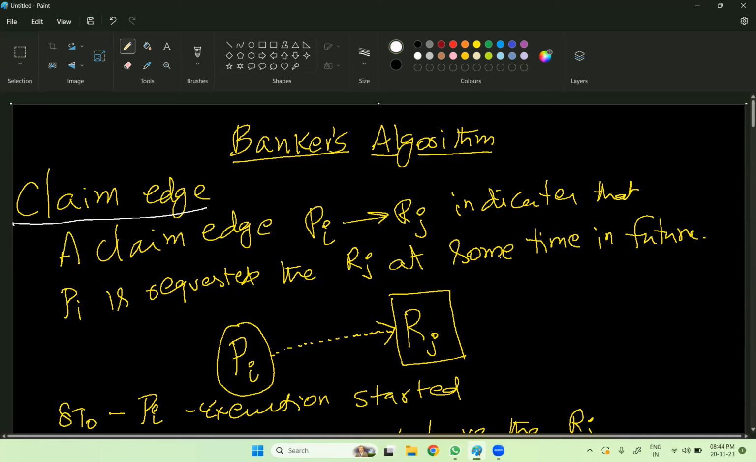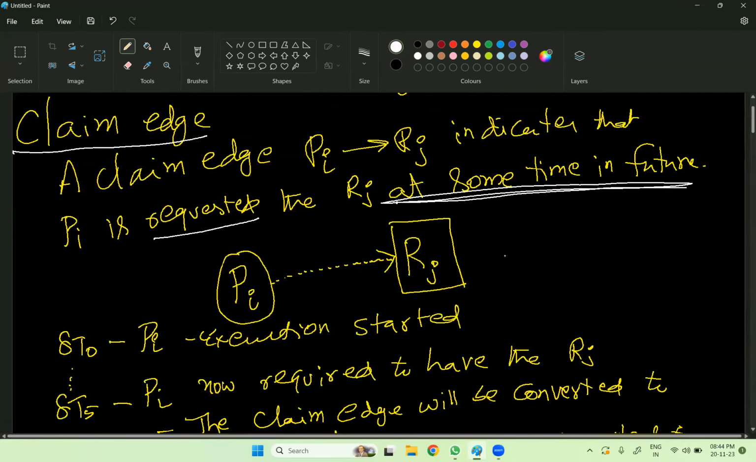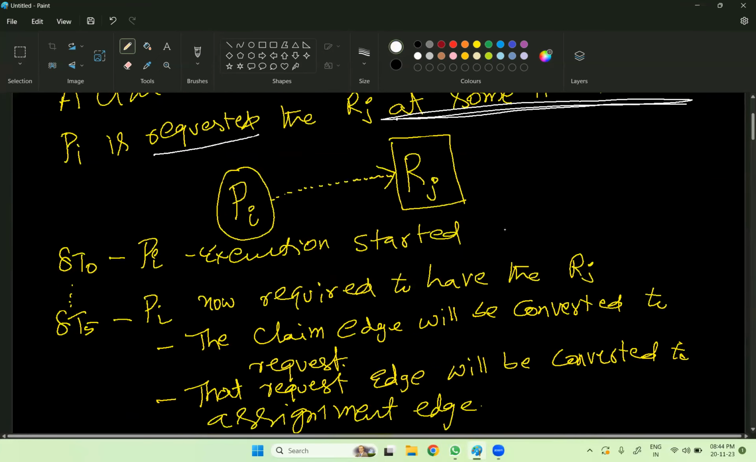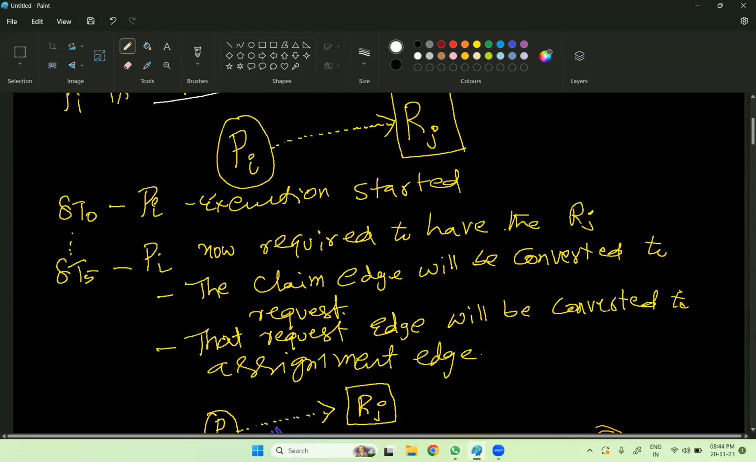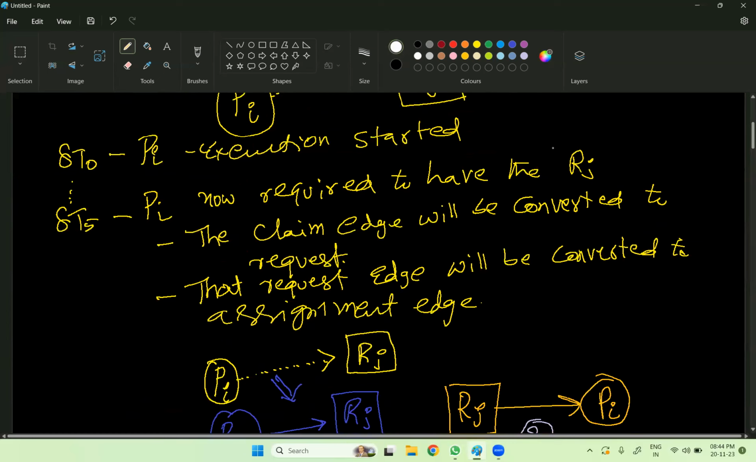Then, followed by, claim edge in the sense, it must request a particular resource type sometime in future. Okay, it must be done in future. So that's very important. Claim edge will be represented something like this here with the dotted line. And when the claim edge is really requested, or really acquired, by the process for a resource type Rj, then two different operations are going to take place here.